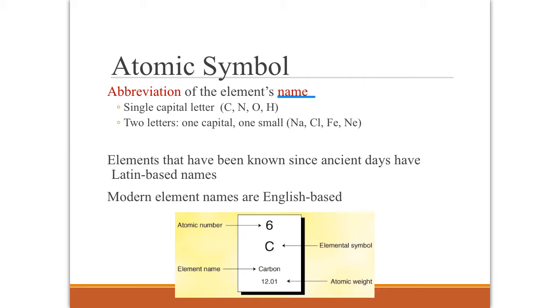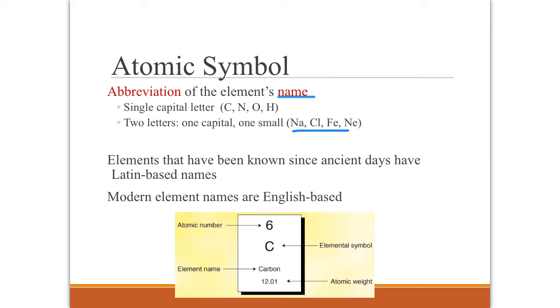So a single capital letter can be used as an atomic symbol to represent an element's name. But we also have some names that are 2 letters, one that is capital and one that is small. So we have Na for sodium, Cl for chlorine, Fe for iron.